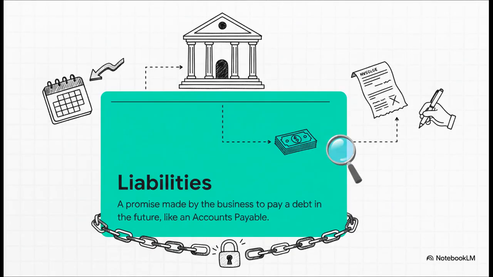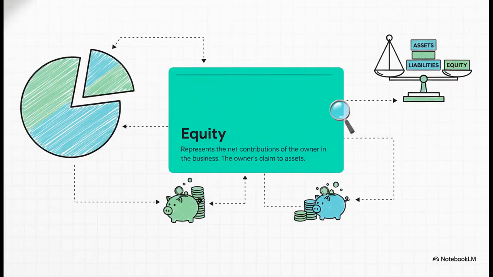This is pretty straightforward. It's what the business owes to everybody else. A loan from the bank, a bill from a supplier that hasn't been paid yet. These are all claims that outsiders have on the company's stuff. It's the L part of the whole equation. And that brings us to equity. This is what's left for the owner once you pay off all the liabilities. It's the owner's piece of the pie, really. It's the net worth of the business.